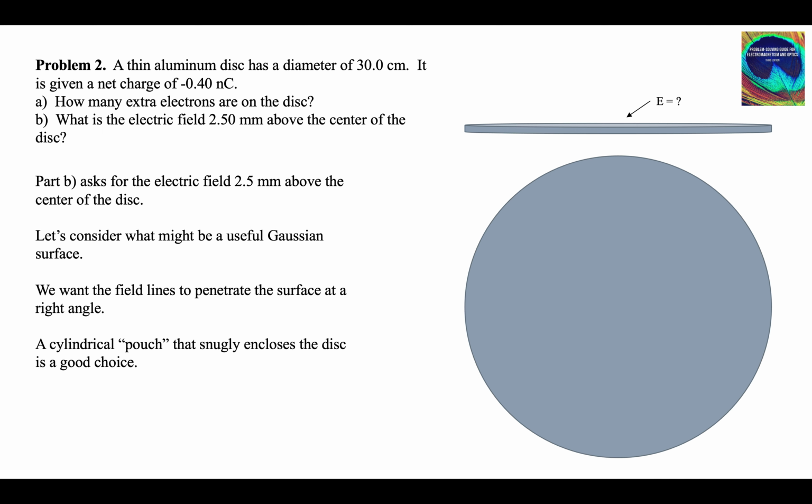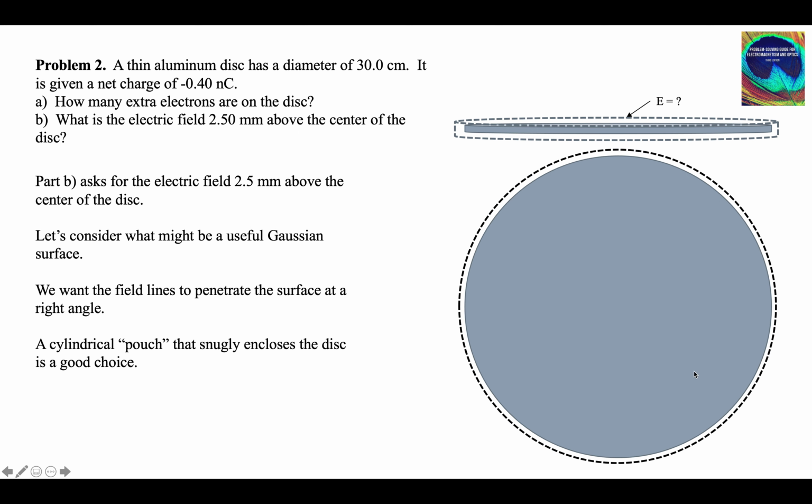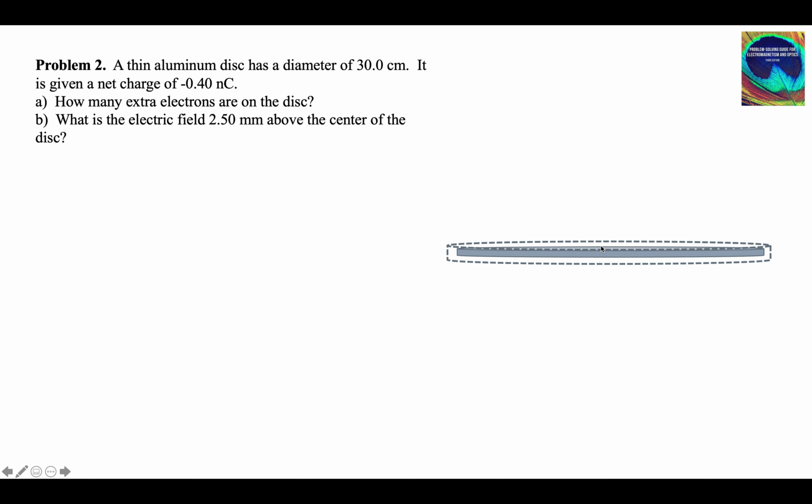We can use a cylindrical pouch that snugly encloses the disk, like that, right around the disk. In the big view, it goes all around the edge like that. Now the disk is thin, which means that the area around the edge is small compared to the big flat plate area. This curved area is small compared with pi r squared. I drew it a lot thicker in the diagram. So there's our diagram. Gauss's law is E dot A is 4 pi k q enclosed.